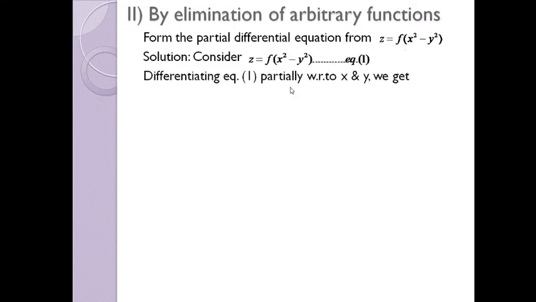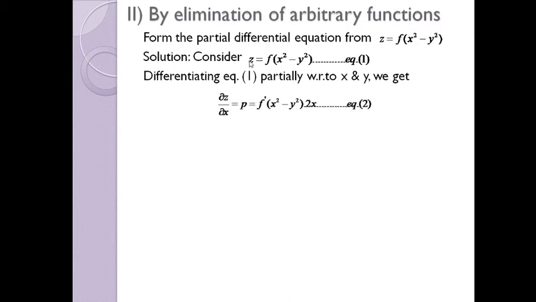Now, second method is by elimination of arbitrary function. Here z equal to function of x square minus y square. Consider the equation, then differentiating equation 1 partially with respect to x and y.